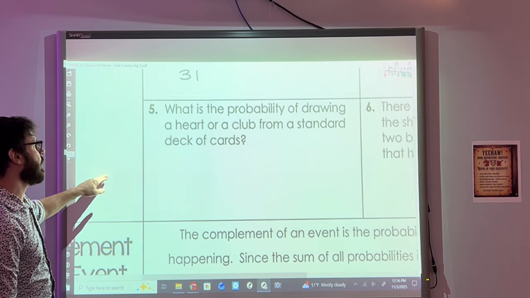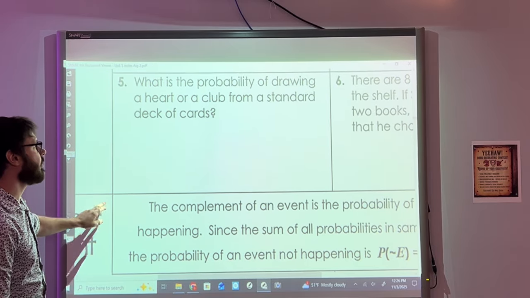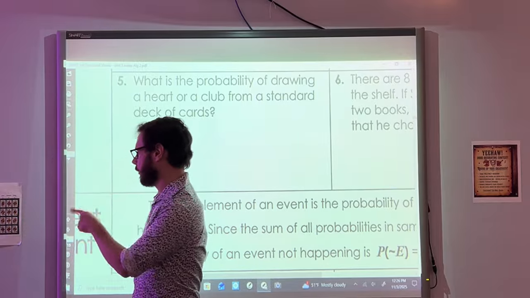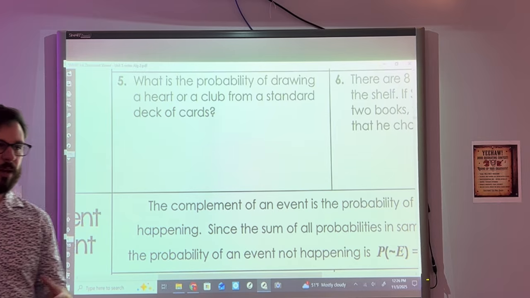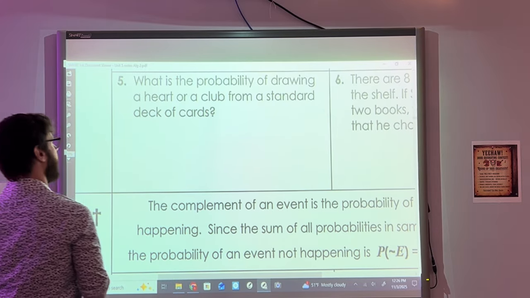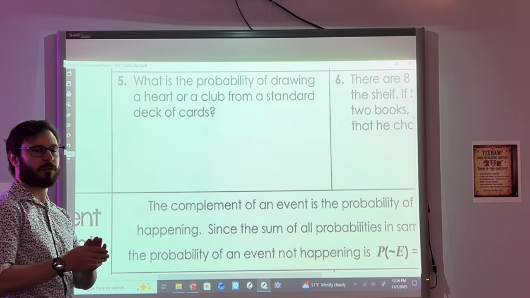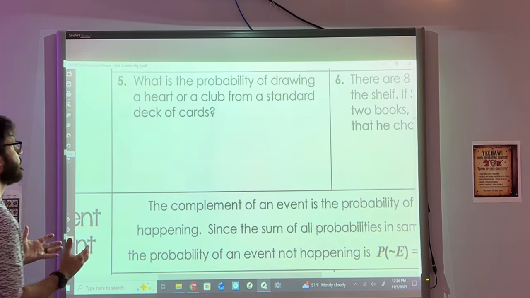What's the probability of drawing a heart or a club from a standard deck of cards? Okay, so over here, this paper shows the breakdown of the whole sample space of a deck of cards. There are 4 different, what do you call them?